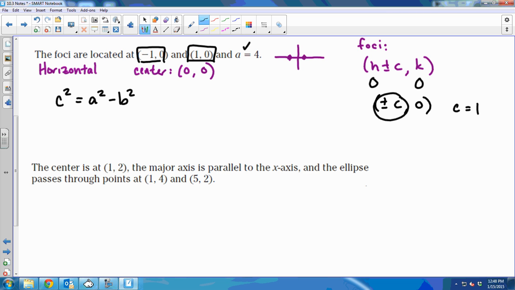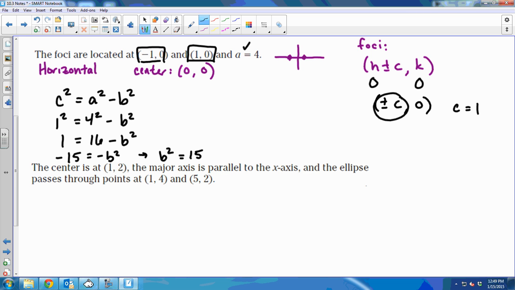Seeking C would be, well, C is 1, so I have C, 1 squared equals, A is 4, so equals 4 squared. So I have 1 equals 16 minus B squared. I solve that, I get negative 15 equals negative B squared, which means B squared equals 15.